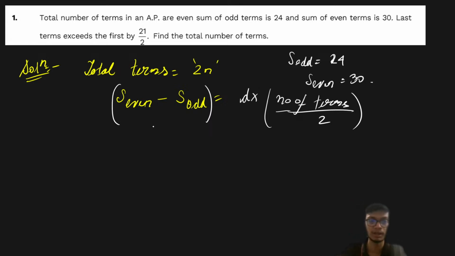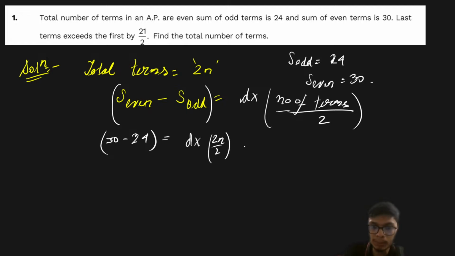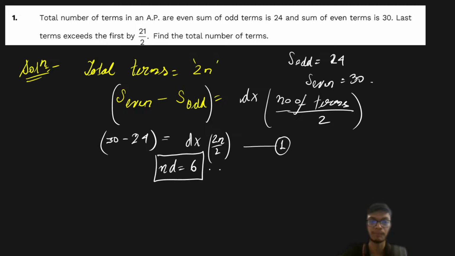So from this result, what I can infer is that 30 minus 24 is equal to d into 2n by 2. So this gives me the first relation, that n times d is equal to 6. So I get one relation as n times d is equal to 6, right? That's our first relation.